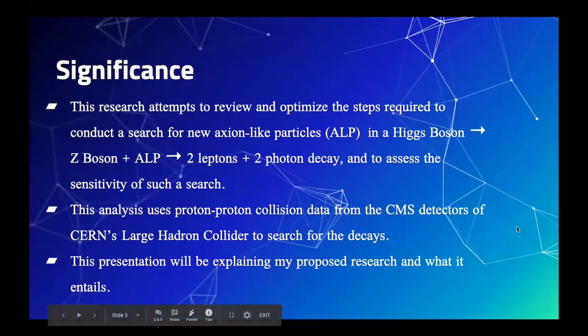All right, so what is the significance of this research? This research attempts to review and optimize the steps required to conduct a search for new axion-like particles in a Higgs boson decay. So this would be a Higgs boson that decays into a Z boson and an axion-like particle that decays into 2 leptons and 2 photons. And we're trying to assess the sensitivity of such a decay.